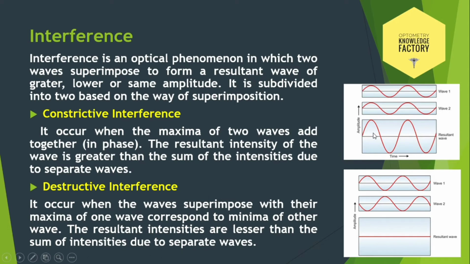This diagram is about constructive interference, in which the maxima of wave 1 are added with the maxima of wave 2, but the resultant intensity of the wave is greater than the sum of the wave 1 and wave 2 intensities.